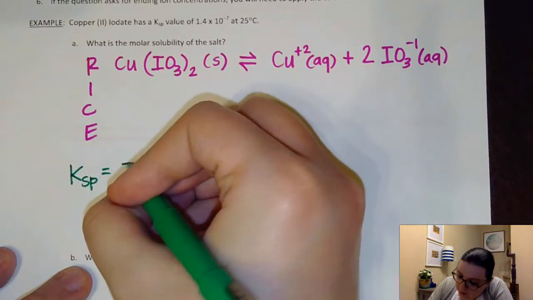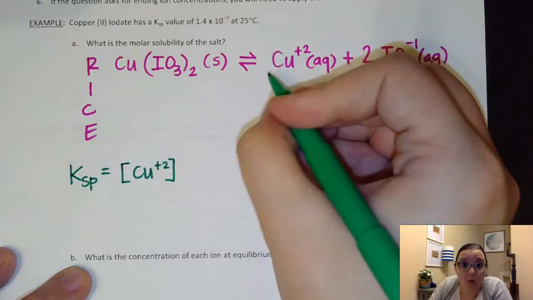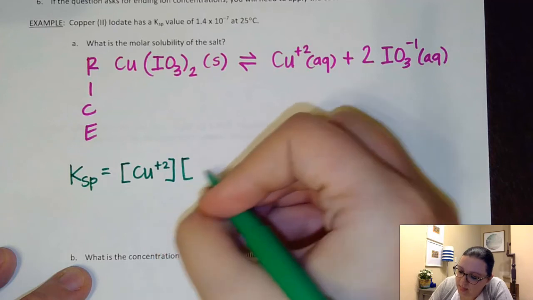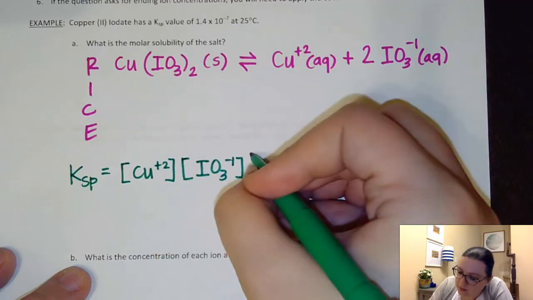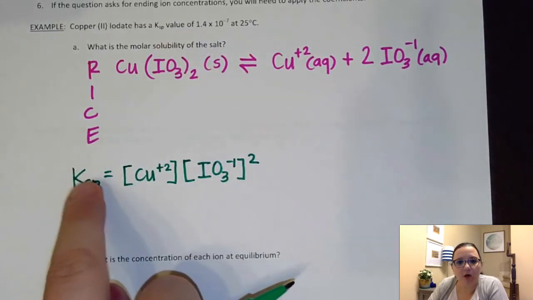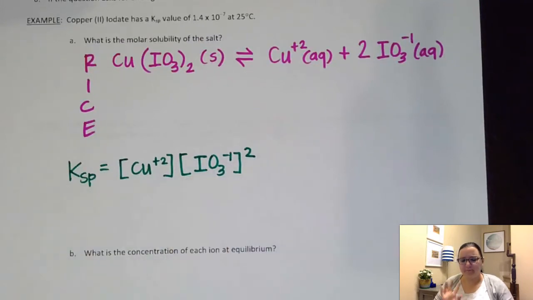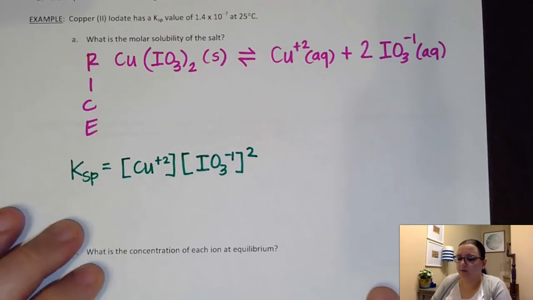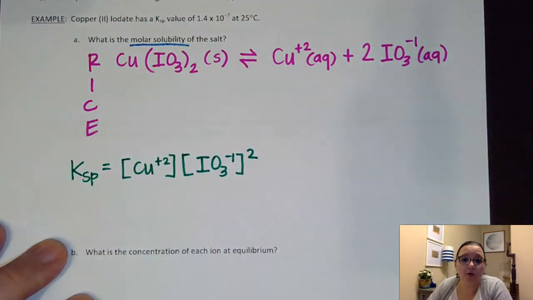It is going to be copper 2+ raised to an exponent of 1 because of a coefficient of 1. And then the IO3 -1 with the exponent of 2. They actually give me Ksp, so I can use that to figure out what these ions are. Now, let's talk about what they're really asking me to solve here. They want us to solve the molar solubility of the salt, which is going to be in terms of molarity or moles per liter.